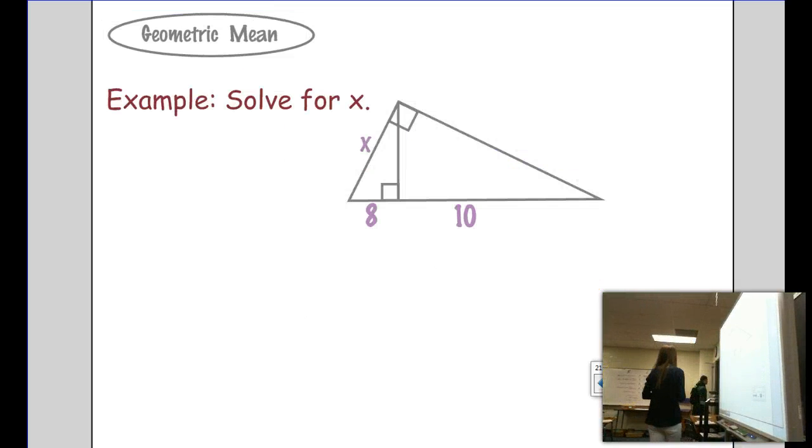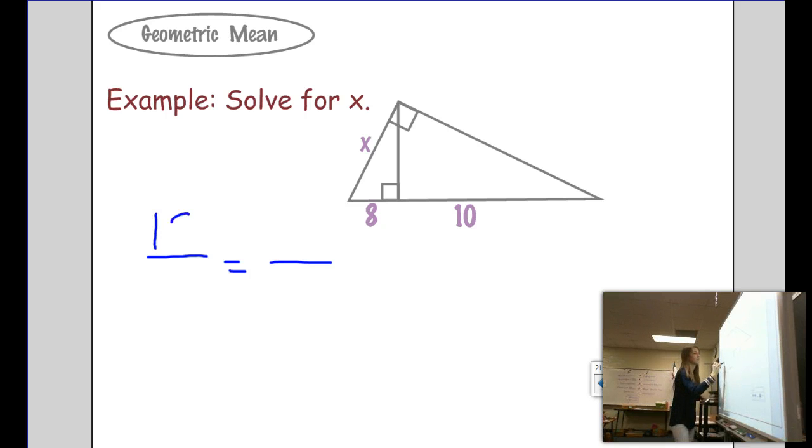You wrote down the proportion. Let's do it together. So the hypotenuse, how long is the hypotenuse? Because that's what it says to grab first. 18. You have to add them together. 18 is the hypotenuse.